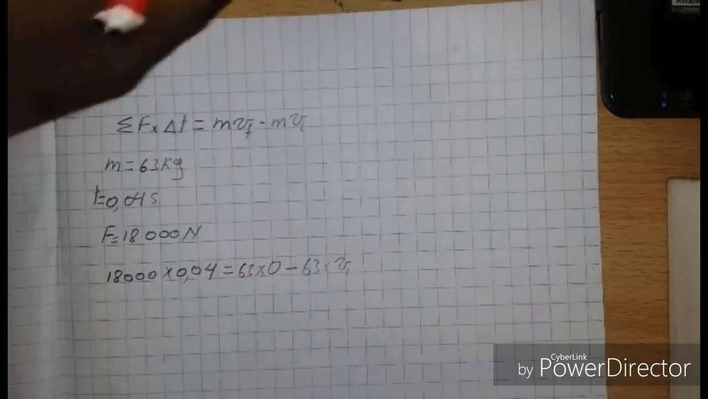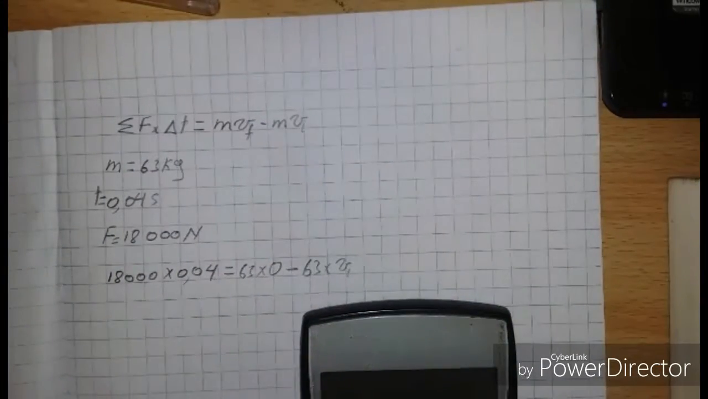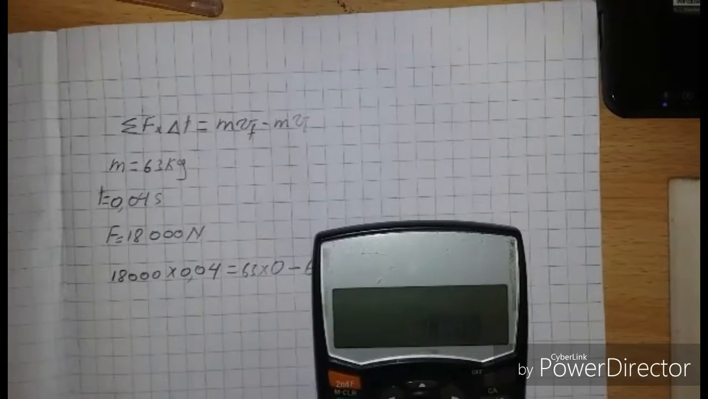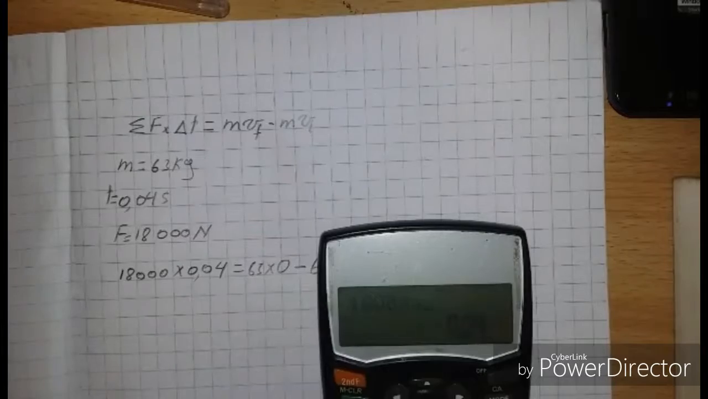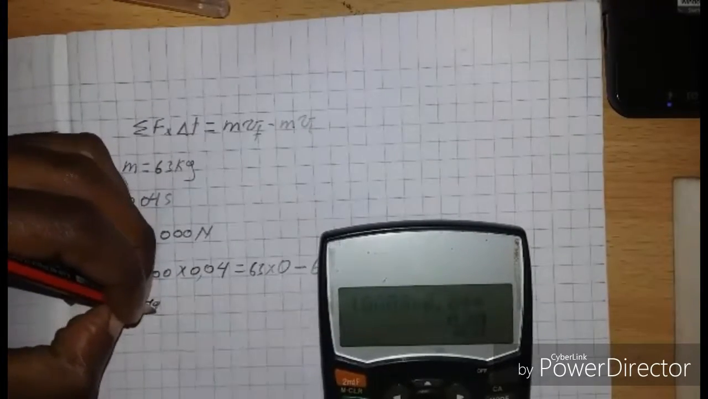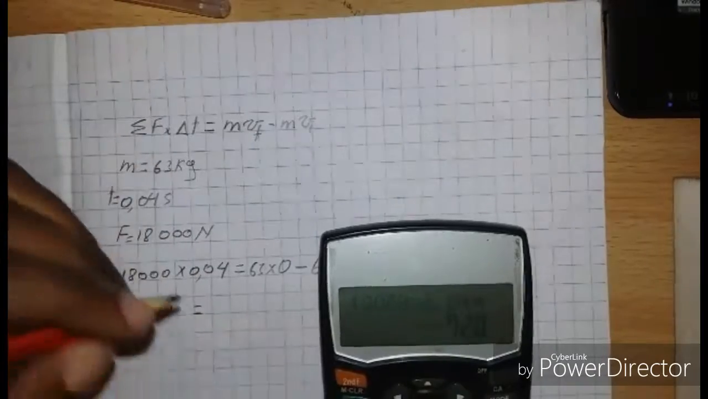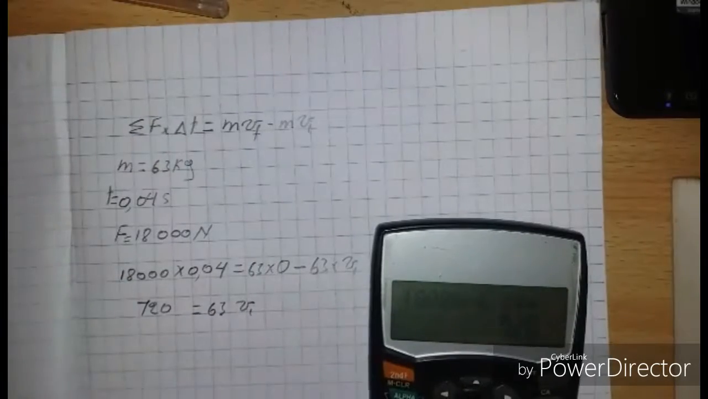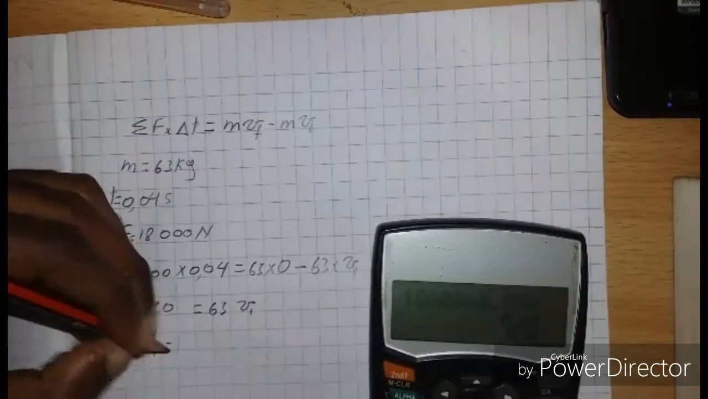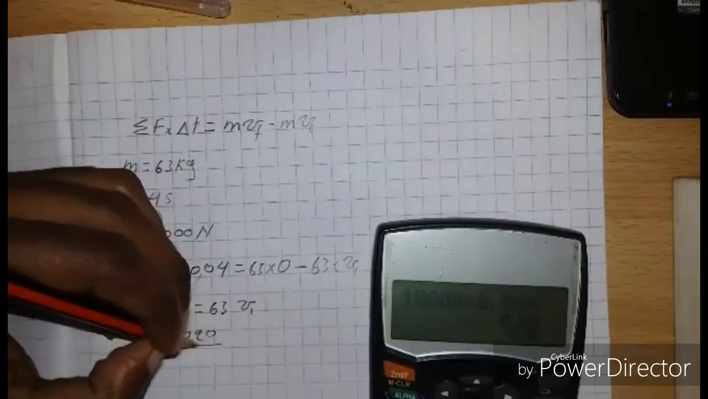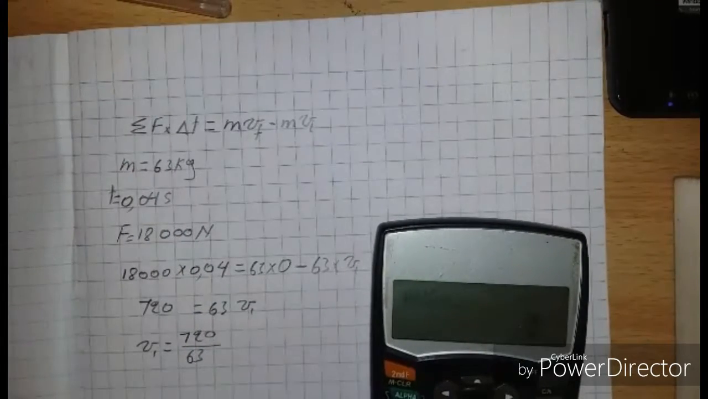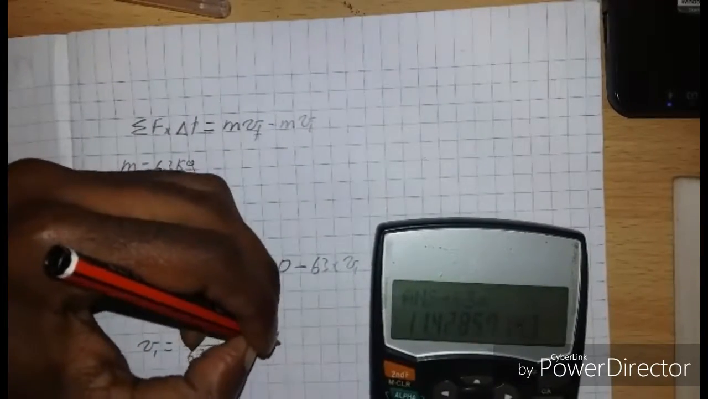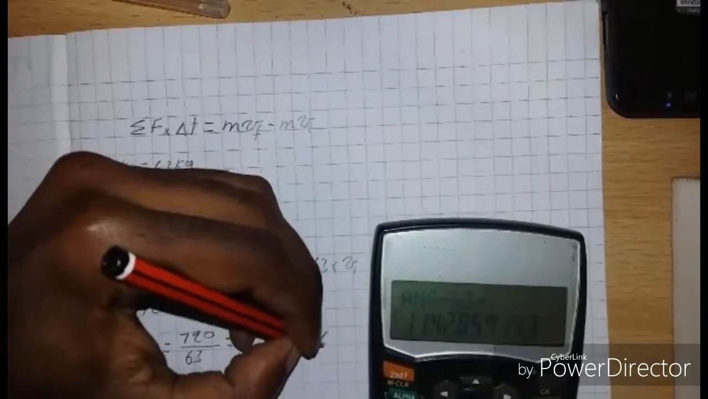So here, after doing some calculation, it's gonna give us 18,000 times 0.04, 720, which will be equal to 63 times the initial speed. Now the initial speed will be equal to 720 divided by 63. It's gonna give us 11.428 meter per second.